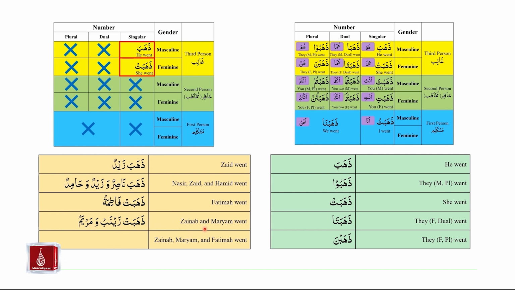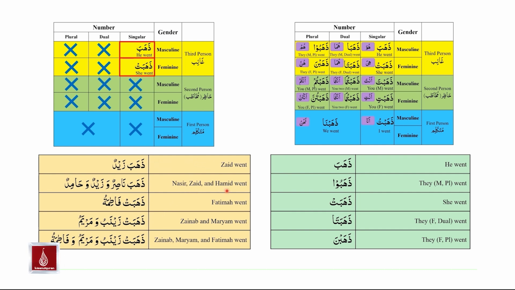Zainab, Maryam and Fatima went. Zainab is a noun, Maryam is a noun, Fatima is a noun. Zainab, Maryam and Fatima are fa'il, and we will use either cell number 1 or cell number 4. Since we are dealing with the feminine gender, we will pick cell number 4 and we will say Zahabat, Zainabu wa Maryamu wa Fatimatu. Zaid went, Zahaba Zaidun.